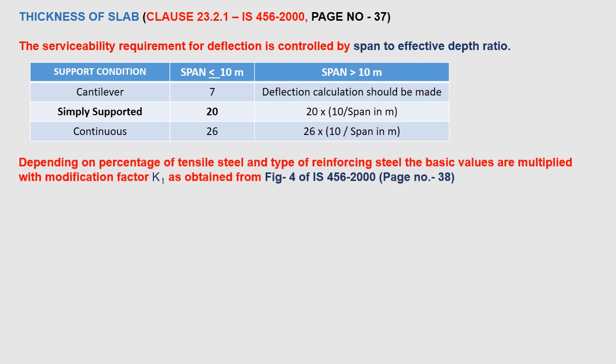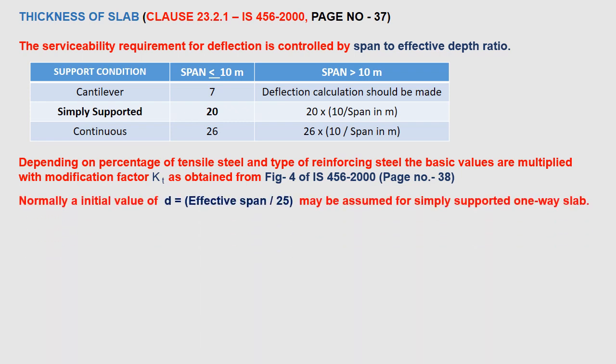Now this basic value will be further modified by a modification factor KT, which depends on the percentage of tensile steel and the type of reinforcement steel, and you will obtain the value of this KT from figure 4 of IS 456-2000. Now initially we may assume effective depth small d equal to effective span divided by 25 for a simply supported one-way slab, and this value will be sufficient to satisfy the deflection criteria of a one-way simply supported slab.